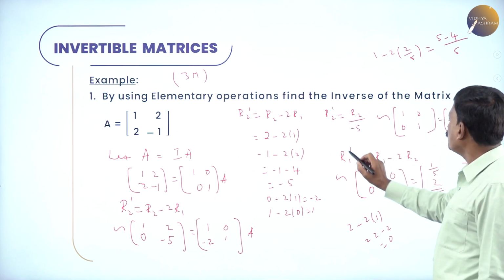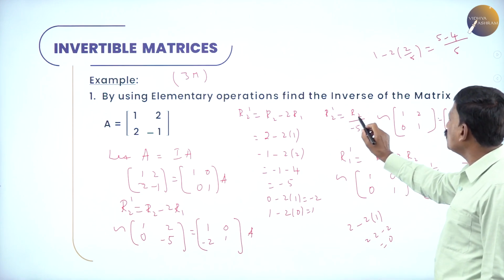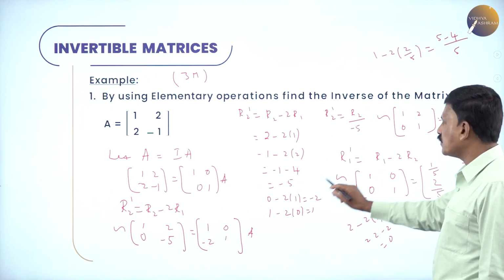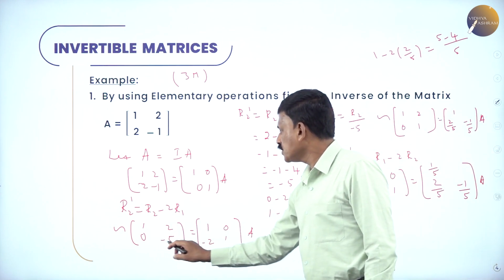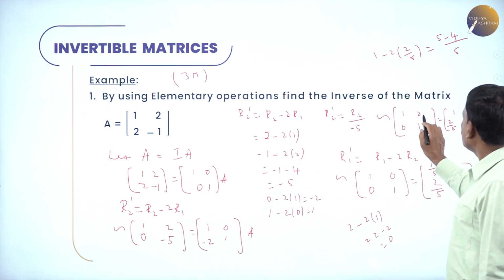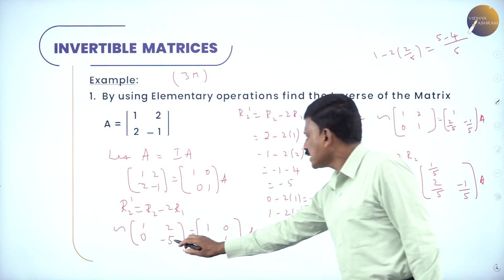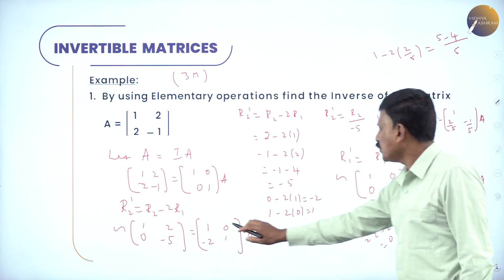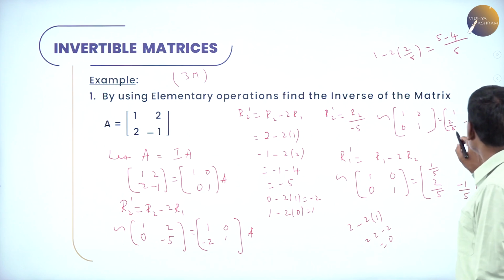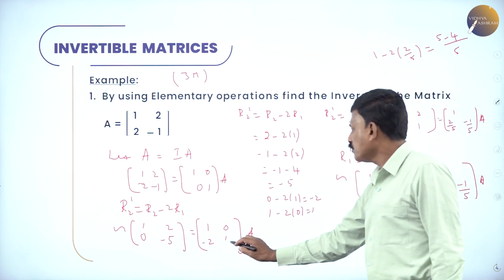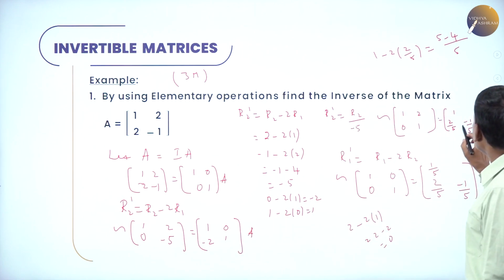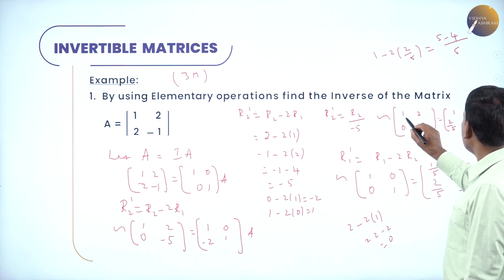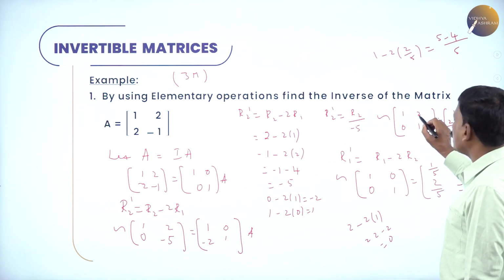Changing this, R2 dash is equal to R2 by minus 5. You are going to get 1, 2, this as 1, 2, 0, minus 5 by 5 is equal to 1, and 1, 0 the same, minus 2 by minus 5 is plus 2 by 5, and 1 by minus 5 is minus 1 by 5.